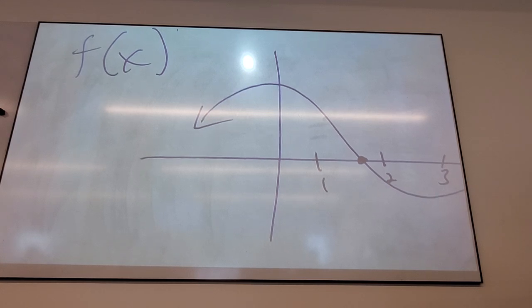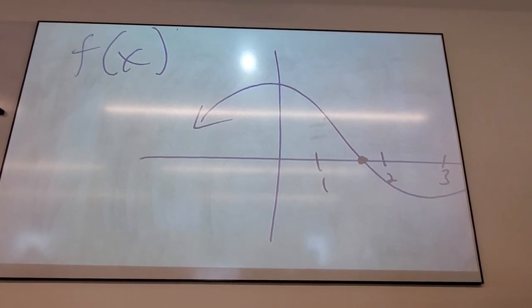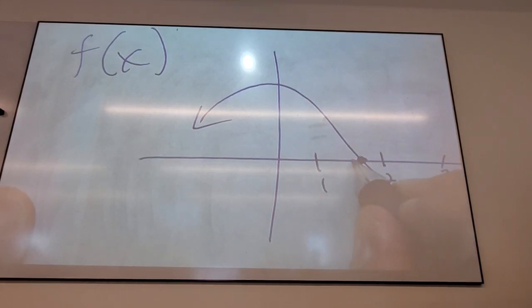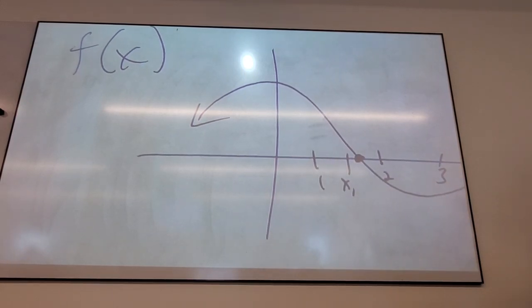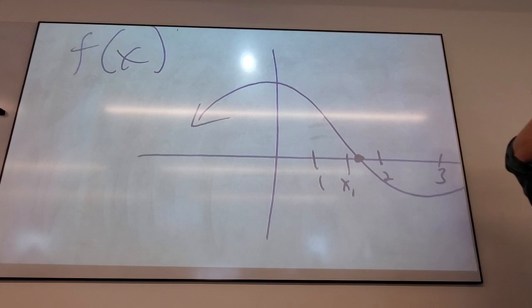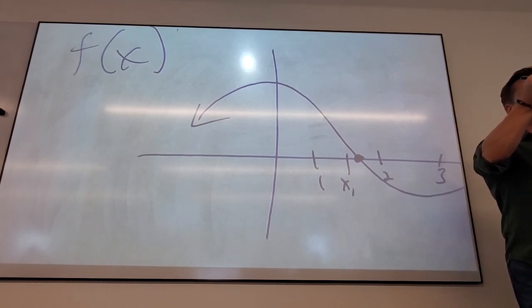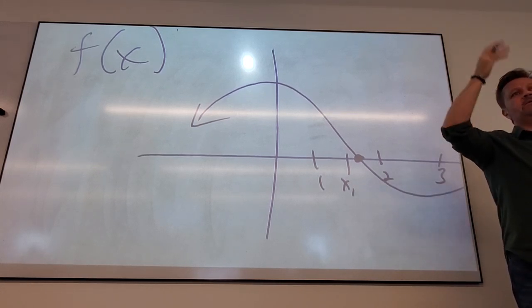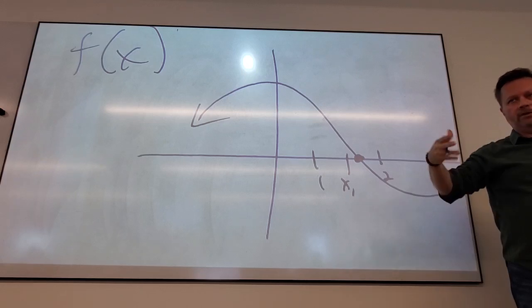Well, I'm sorry. I thought it came from you. You had your mouth open. 1.7, 1.8, something like that. Yeah. So I'm gonna call our guess x1, and we're almost definitely gonna be off. Our guess is not gonna be perfect, but it's gonna be close. I mean, we can see the damn thing. It's gonna be around there.